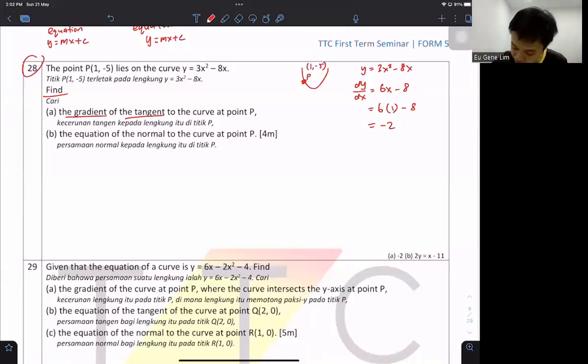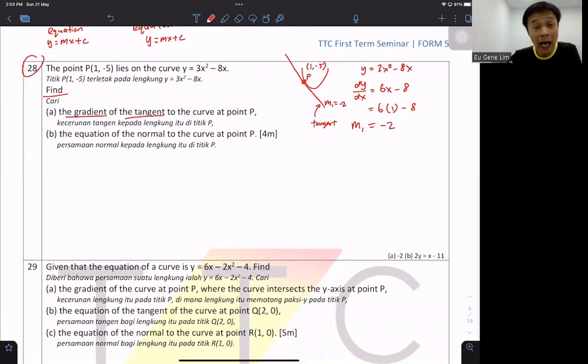So that is the tangent gradient, the gradient of the tangent. You write m1. That is the tangent gradient, which is the gradient of this line. This one is the tangent. The line that touches the curve at one point is the tangent. The gradient m1 is negative 2.